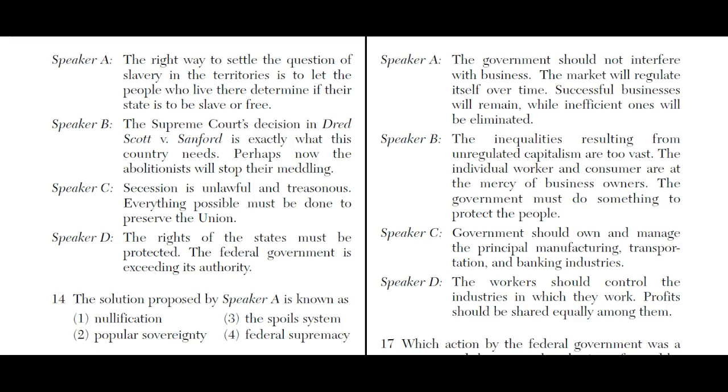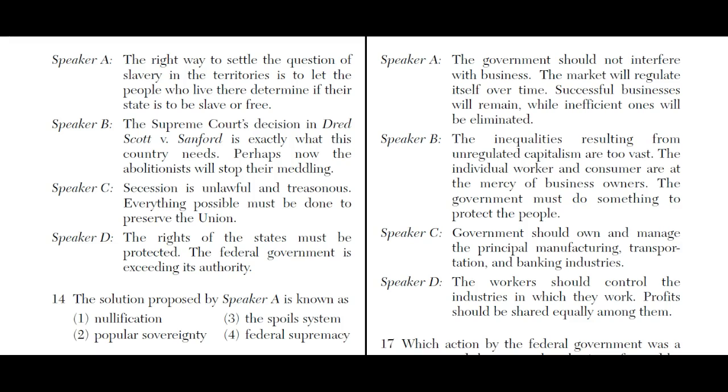Speaker B: Inequalities resulting from unregulated capitalism are too vast. The individual worker and consumer are at the mercy of business owners. The government must do something to protect the people. Speaker B would be a progressive, guys like Teddy Roosevelt, who said we have to have the Sherman Antitrust Act to break up those monopolies. We have to have the Meat Inspection Act. Speaker B would be one of those people.